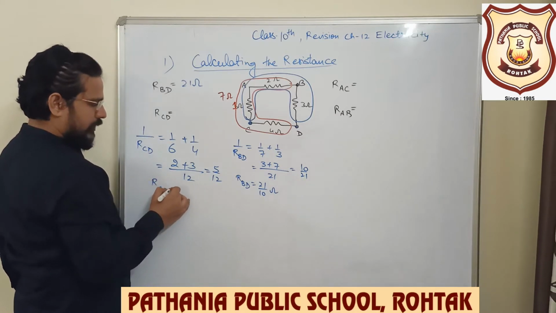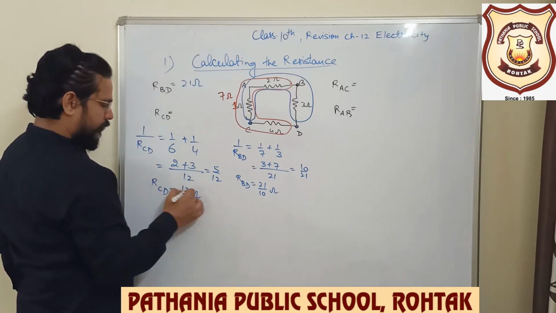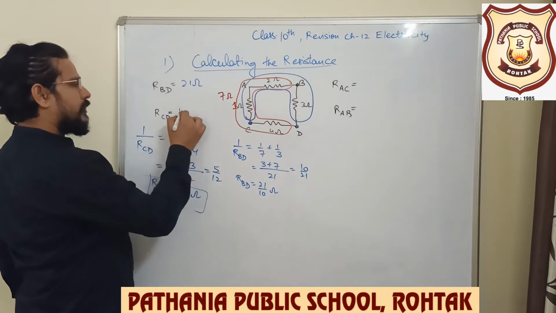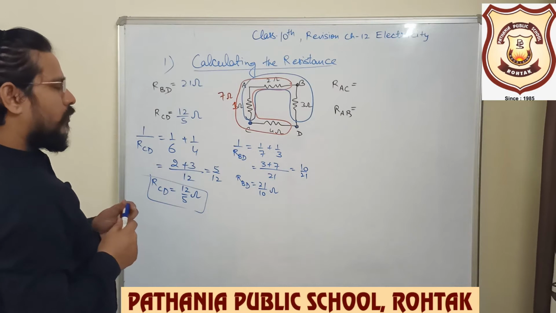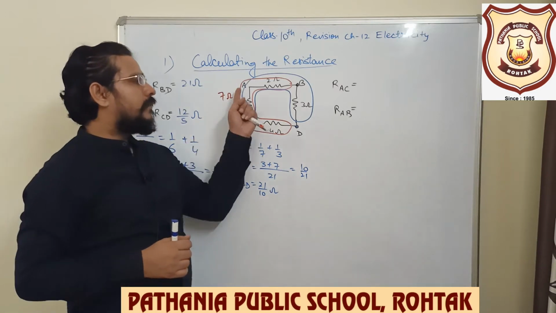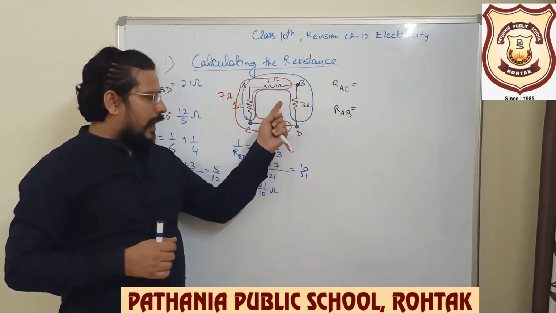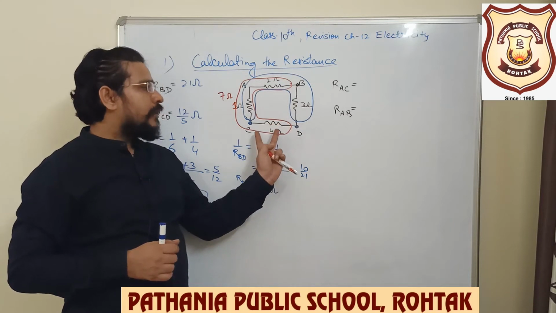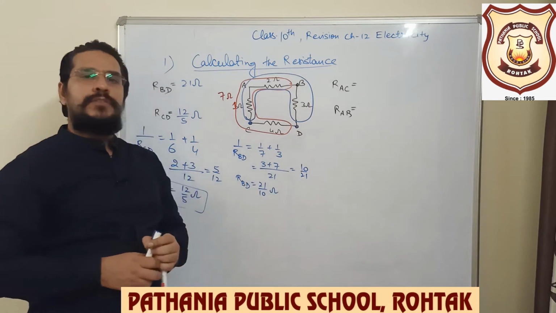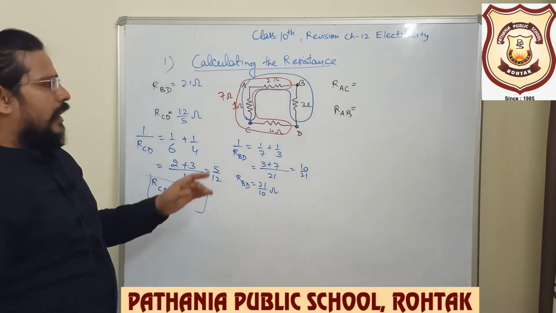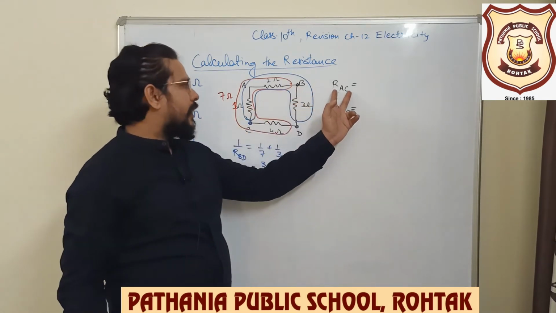So your RCD is equal to 12 by 5 ohm. So you are observing how the resistances which are to be taken in series and then connected in parallel change as you change the points between which you are calculating the resistance.